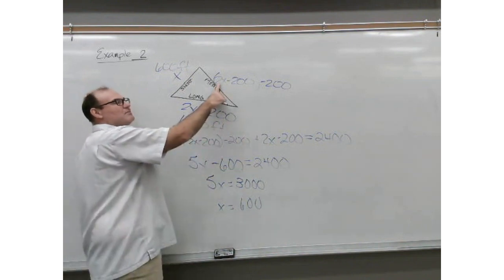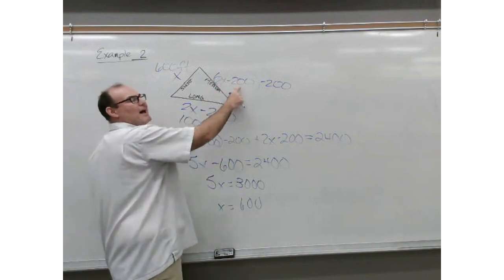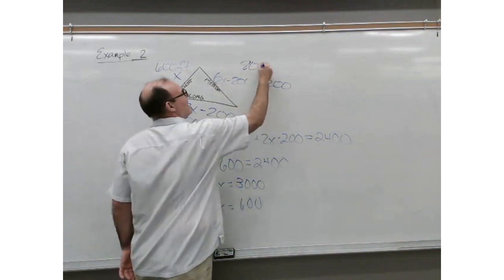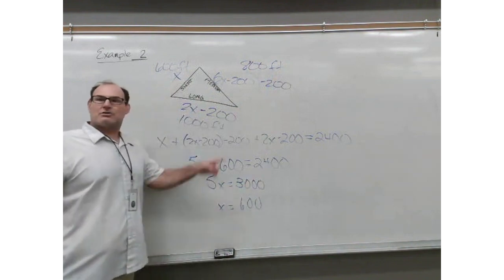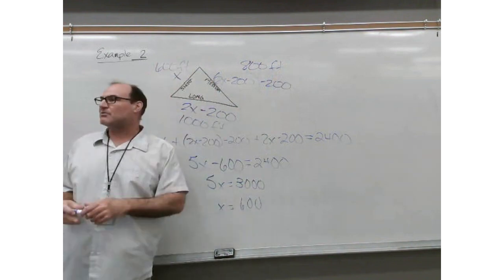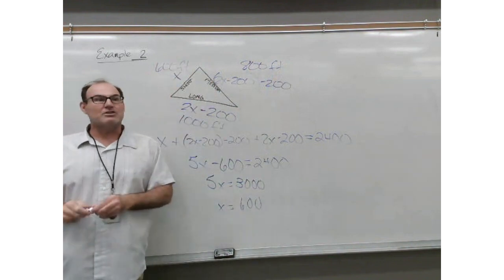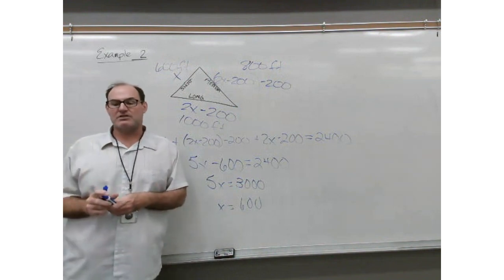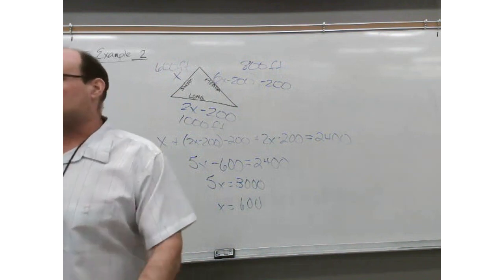And then 2 times 600 is 1,200. Minus 200 is 1,000. Minus 200 more is 800. You can always check. Do those 3 values add up to 2,400? Indeed, they do. And so I feel pretty good about that. Okay, so those are the 2 word problems on the first page.